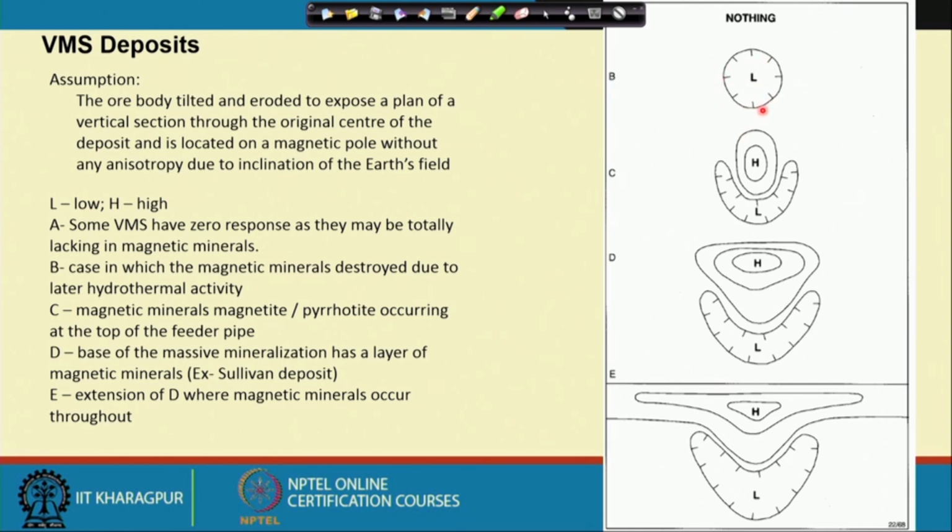It could be a situation like C, where there could be a high surrounded by a zone which is low. So, here the magnetic minerals like magnetite and pyrrhotite occur at the top of the feeder pipe, and the lens is actually represented by this low. D could be that the base of a massive sulphide mineralization has a layer of magnetic minerals, for example, like Sullivan, or E is an extension of D where magnetic minerals occur throughout, giving this high signature.